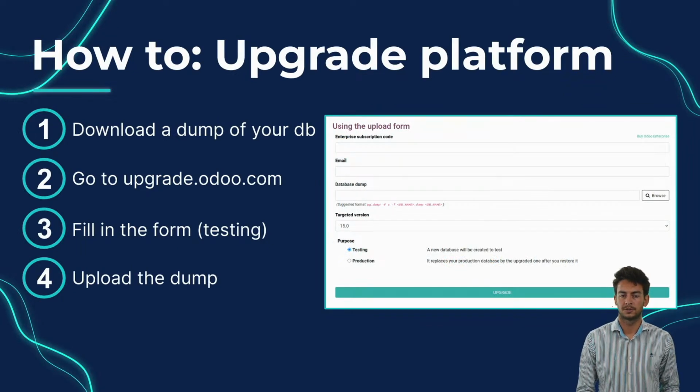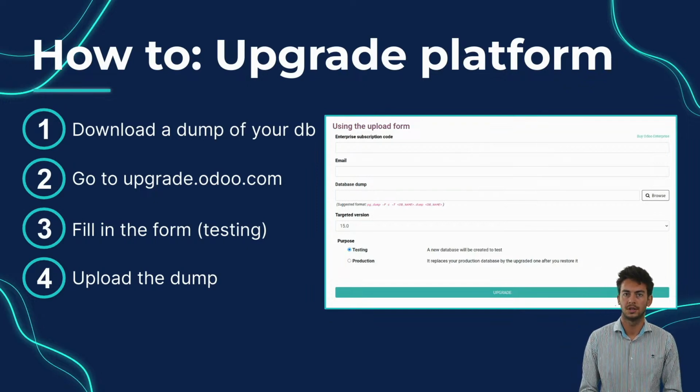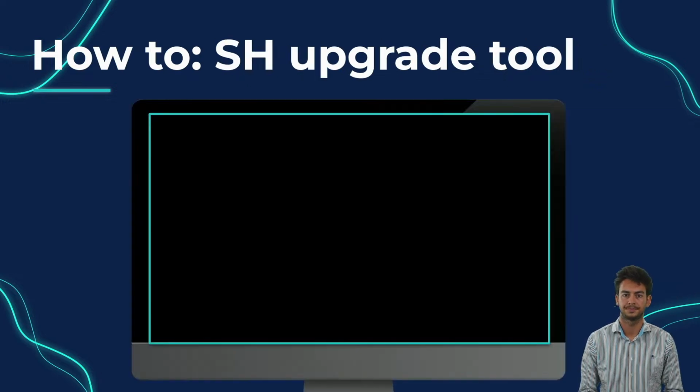So on the upgrade platform, download a dump of your database, go to upgrade.odoo.com, and you will see this form on the page. Fill the form: enterprise subscription code, put an email, and upload your database dump. Once you have chosen the targeted version, you can upgrade. Also pay attention to putting it in testing, because if you select production, it will replace your production database with the upgraded one. So it is not something you always want, so pay attention to that.